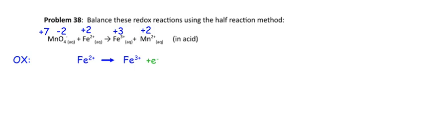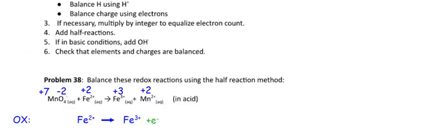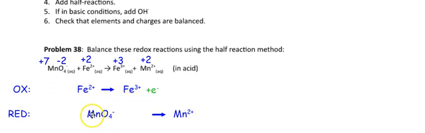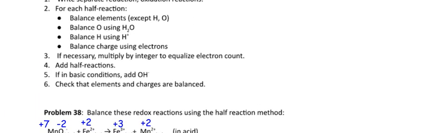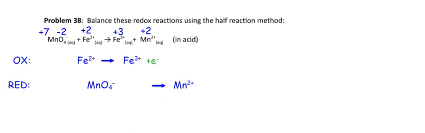Let's take a look at reduction. The manganese went from +7 to +2, so that's what's being reduced. All right, let's look at our rules. Balance all the elements except hydrogen and oxygen. My manganese is just 1 here and 1 there. That was easy. Now what? Balance the oxygens using water. I have 4 oxygens here and none here, so I need to add water. How much water do I need to add? If I have 4 and none, I need to add 4 waters. Why? Because if I carry that 4 throughout, there's my 4 oxygens.